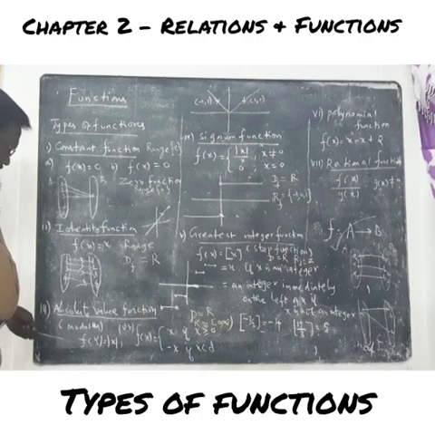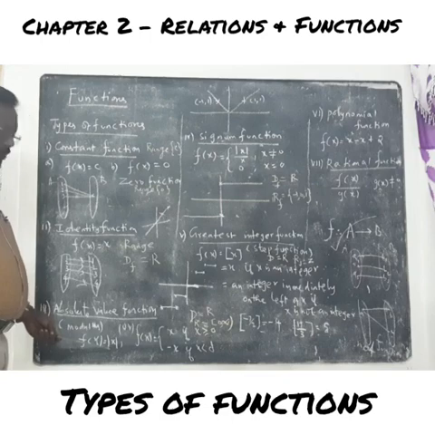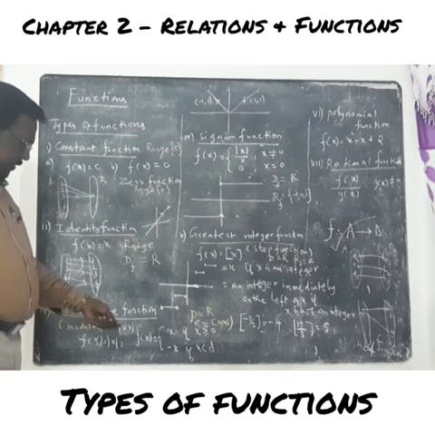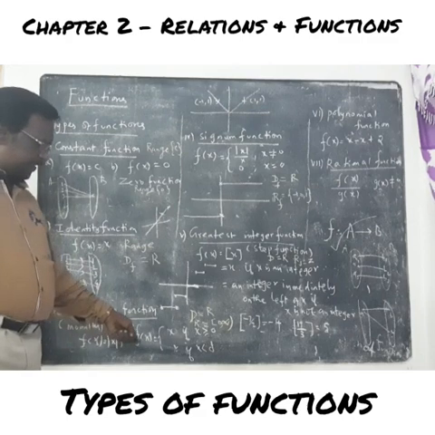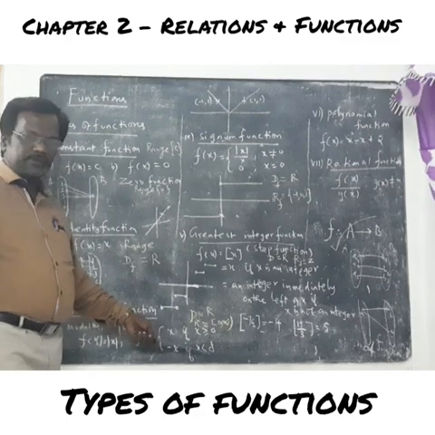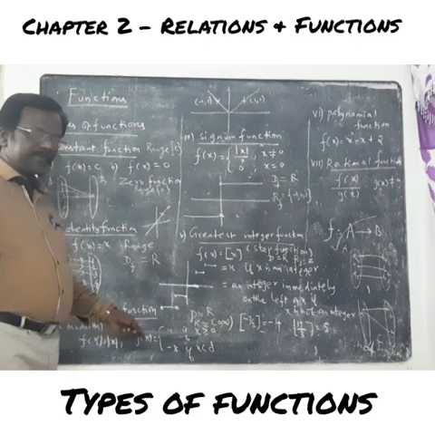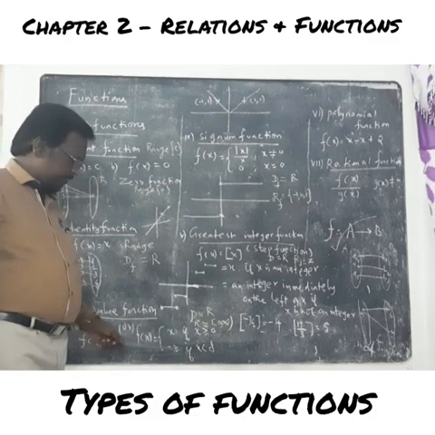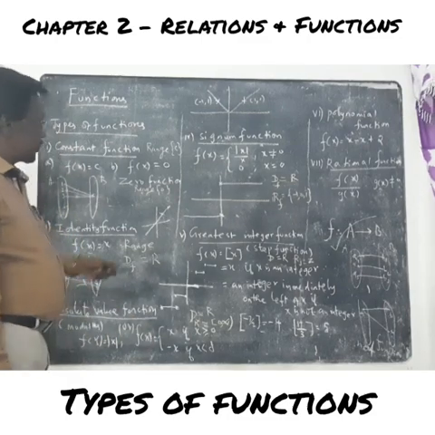Modulus function. That means f of x equal to modulus x, or f of x equal to, what does it mean for modulus of x? It is x if x is greater than or equal to 0, and it is minus x if x is less than 0. So the function has two values. One is x when x is greater than or equal to 0. One is minus x if x is less than 0. So this is called the modulus function.